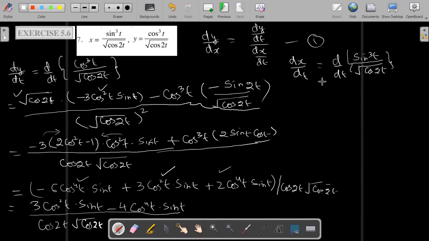Same procedure is applied here also. Okay. So the denominator stays as it is, under root cos 2t. Then the differential of sin cube t: 3 times the differential of sin cube is 3 sin square t, then the differential of sin is cos t.